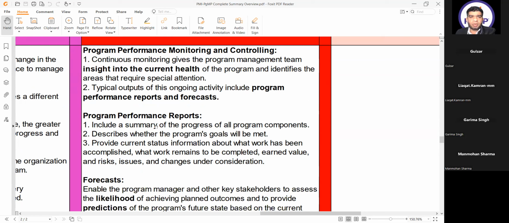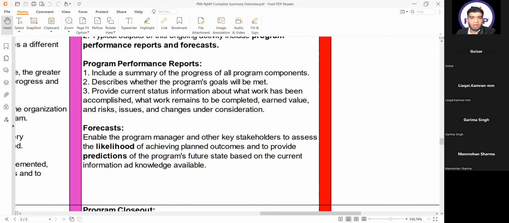What is the program performance report? It includes a summary of the progress of all program components, describes whether the program's goal will be met, and provides current status information about what work has been accomplished, what work remains to be completed, earned value, and risk and issues and changes under consideration. What is forecast? It enables the program manager and other stakeholders to assess the likelihood of achieving planned outcomes and to provide predictions of the program's future state based on the current information and knowledge available.